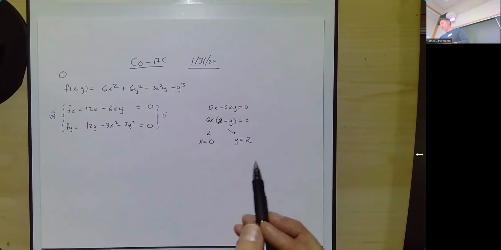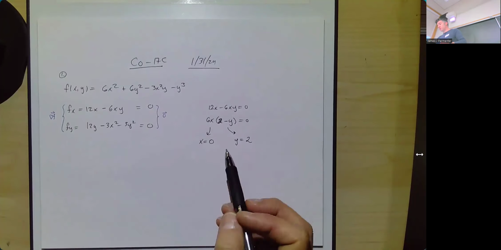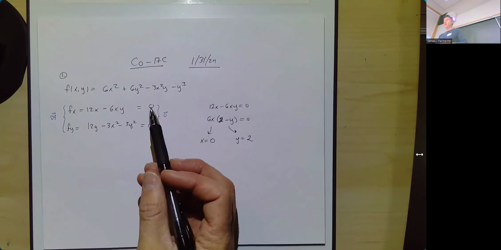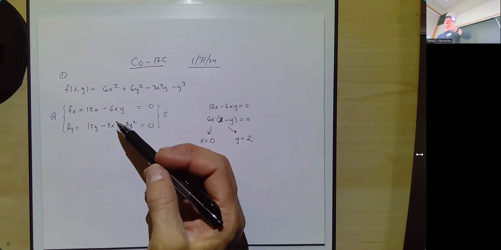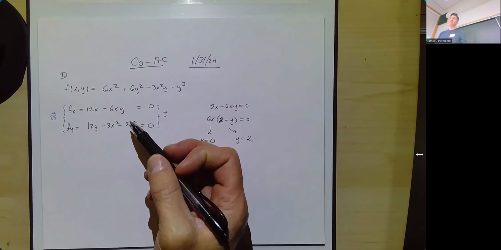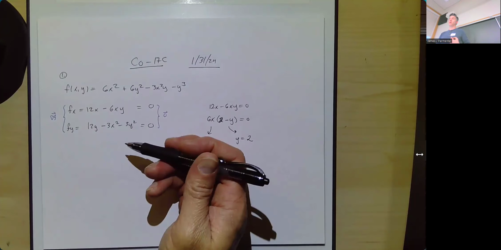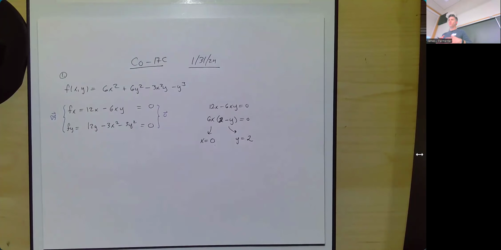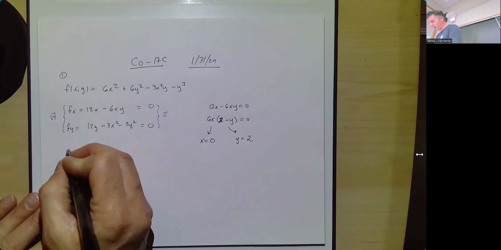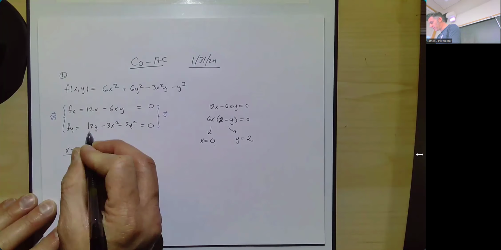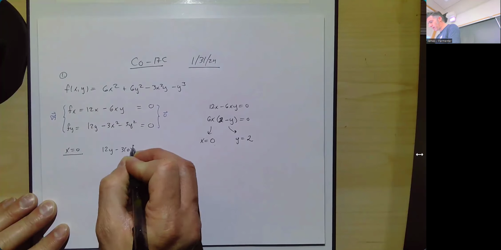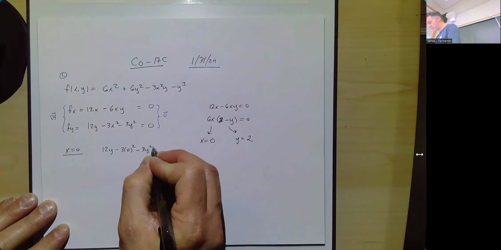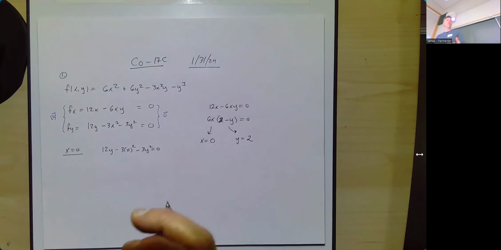So when you find two values here, you're just saying these are solutions to this equation being equal to 0. And then you have to plug either one of those into the other equation to find the corresponding value that makes the other equation 0. It can be a little bit tricky sometimes to realize that. So looking at x equal to 0, I'm going to say 12y minus 3 times 0 squared minus 3 times y squared has to equal 0. So I'm going to find the y value that goes with x equal to 0.